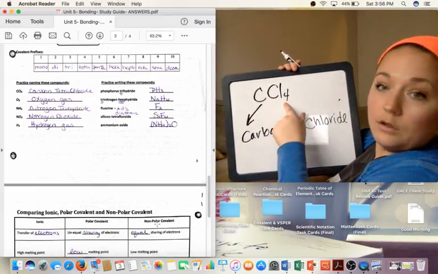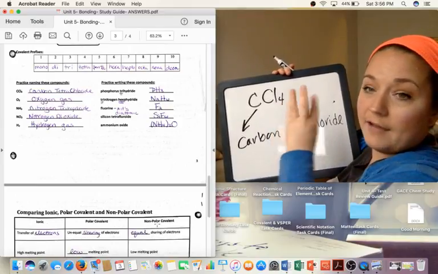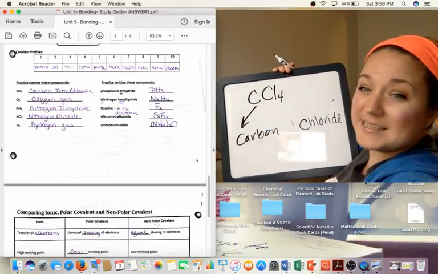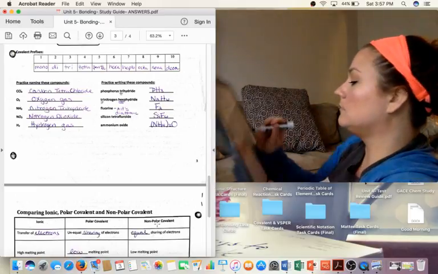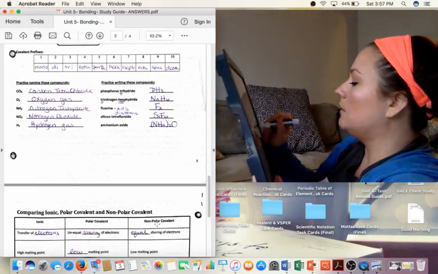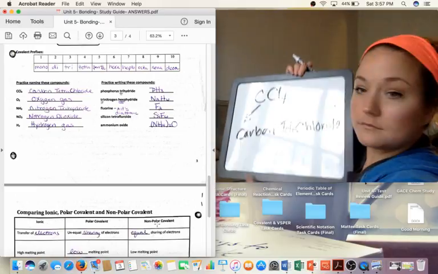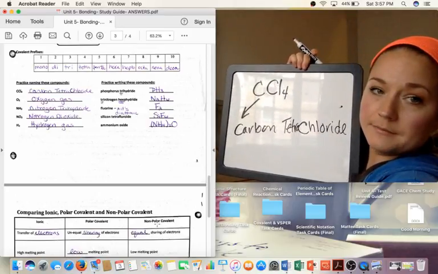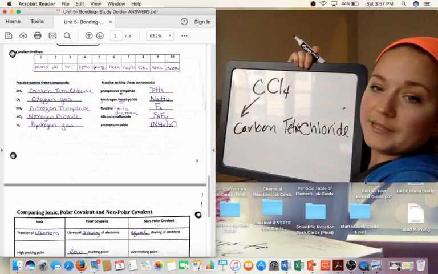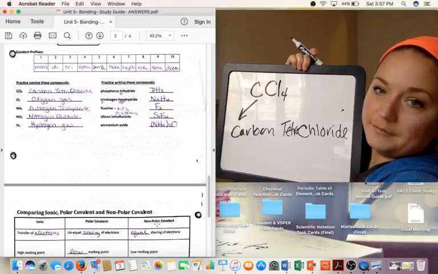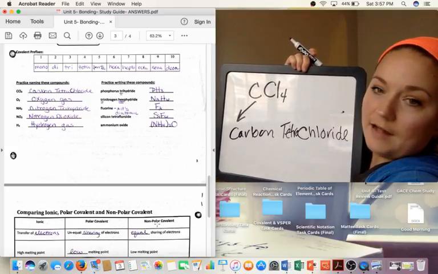Now, how many chlorines do I have? I have 4. So because I have 4, tetra goes in front. So I have carbon tetrachloride, CCl4.